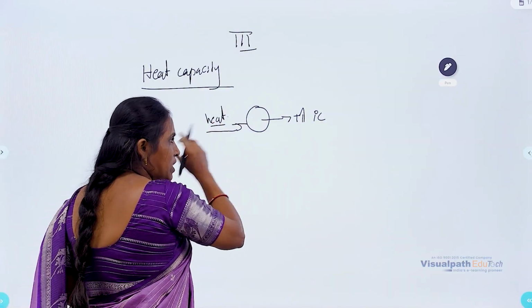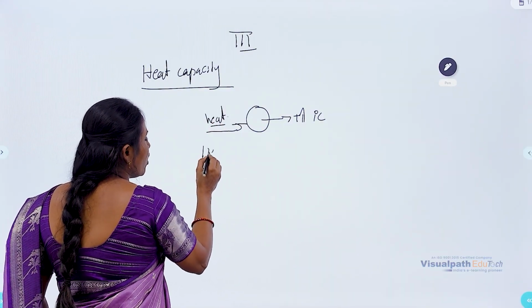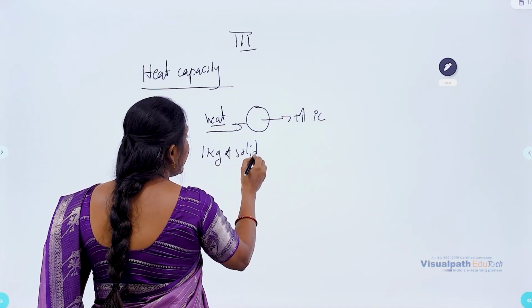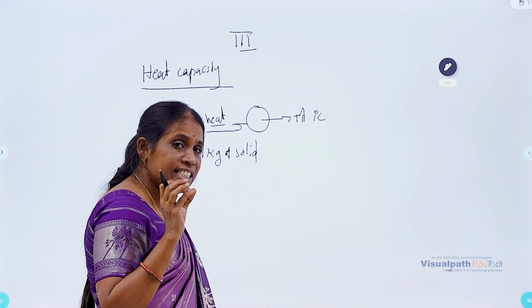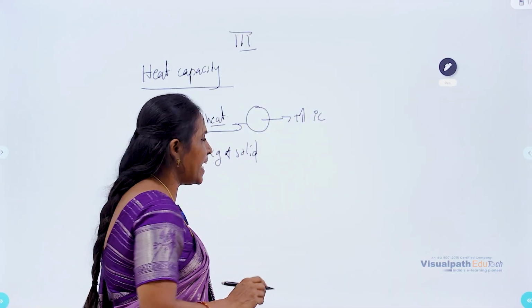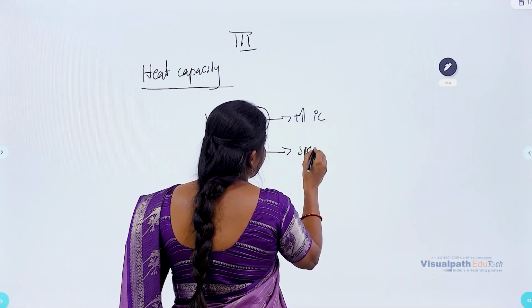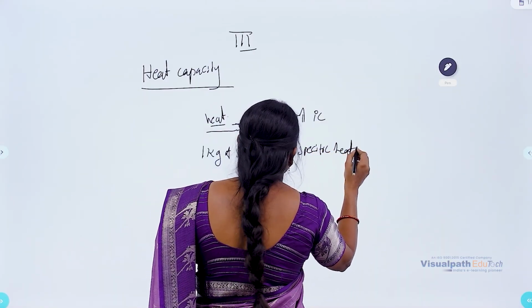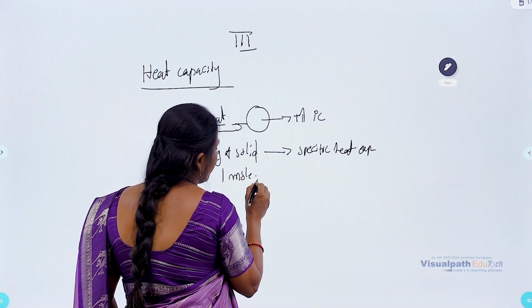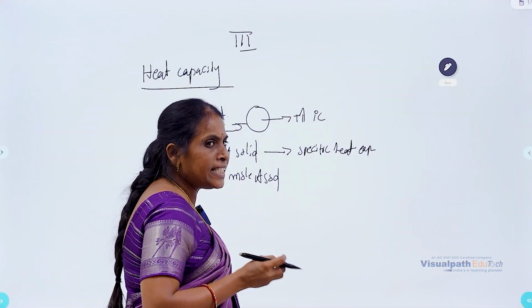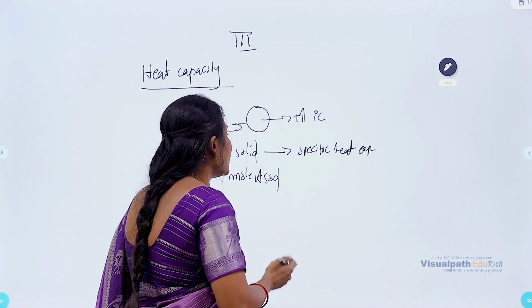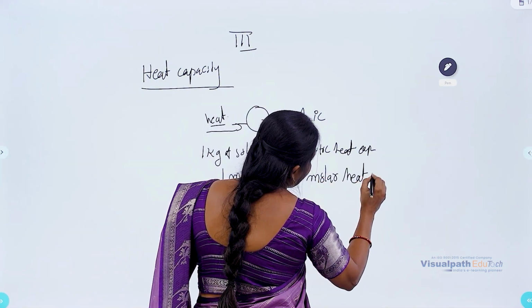Here the substance is 1 kilogram of the solid. The amount of heat required to raise 1 kilogram of solid by 1 degree centigrade is known as the specific heat capacity. Otherwise, if the solid is 1 mole of solid, the amount of heat needed to raise its temperature by 1 degree centigrade is known as the molar heat capacity.